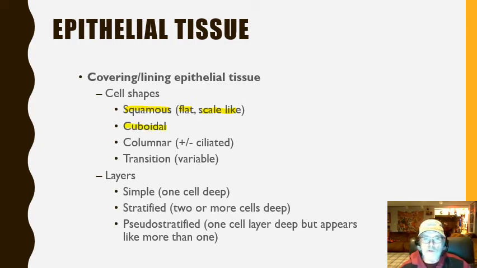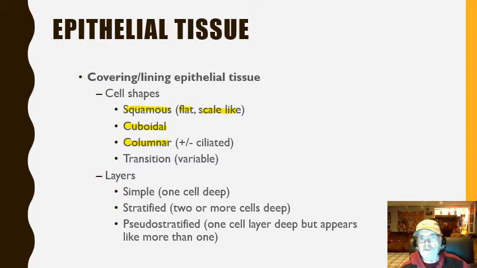Cuboidal, guess what cuboidal means? Of course, it means like a cube. In other words, it's about as high as it is wide. It looks like a little square. And I'll show you some cuboidal cells. Columnar is like a cuboidal cell that grew up. It got taller. So in other words, it's wide, but it's also tall. Cuboidal cells we'll find in the ducts of glands. As they leave out, they'll be surrounded by cuboidal cells. Columnar cells we frequently find lining the inside of the intestine and stuff like that.